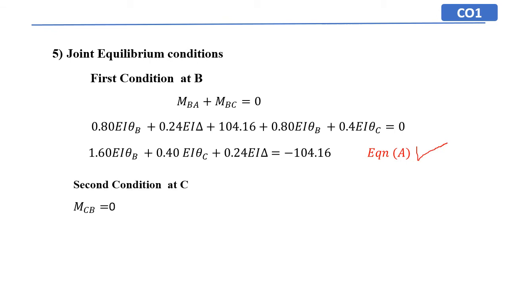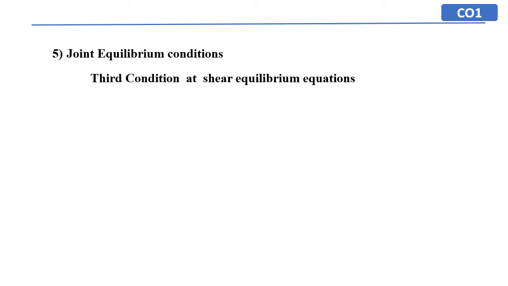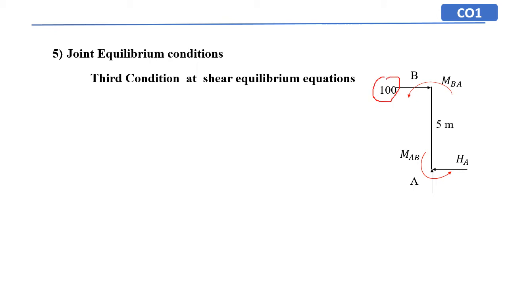Then second condition at C, MCB is equal to 0. 0.40 EI theta B plus 0.80 EI theta C is equal to 104.16. That will be your equation number B. Then the third equilibrium condition will be the shear equilibrium equation, which is caused because of this 100 kilonewton load, and this is the force which will be responsible for translation delta. So we have to consider only the column in these equilibrium conditions. So we have a column like A to B.